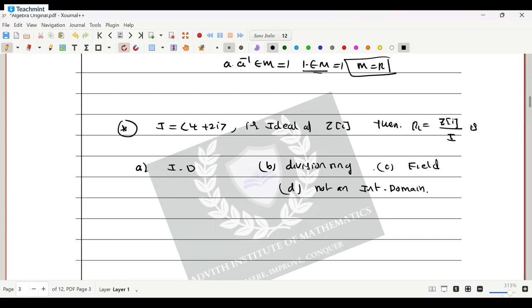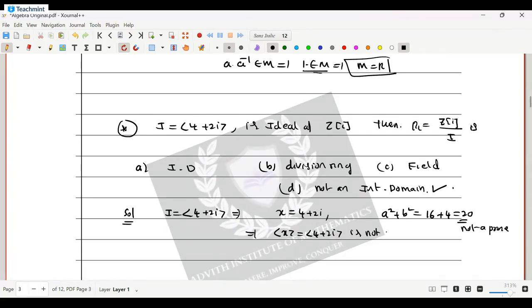Option D. ఎందుకు? It is isomorphic to Z2[i] cross Z5. Yes, sir. And also generated by I, where I is equal to 4 plus 2i. Suppose you take x equal to 4 plus 2i, so a square plus b square equals 16 plus 4 is equal to 20, which is not a prime. Which implies the ideal generated by x, which is generated by 4 plus 2i, is not a prime ideal, and also not maximal.